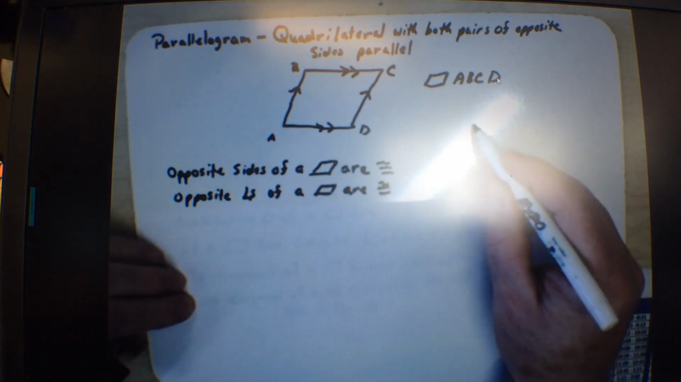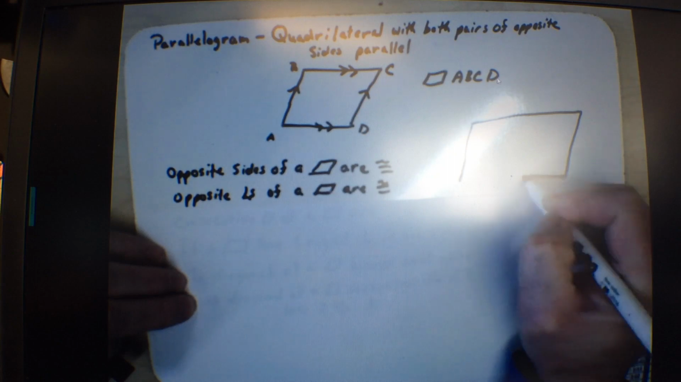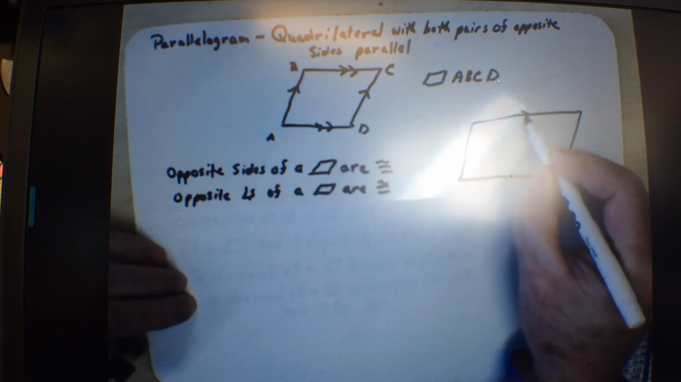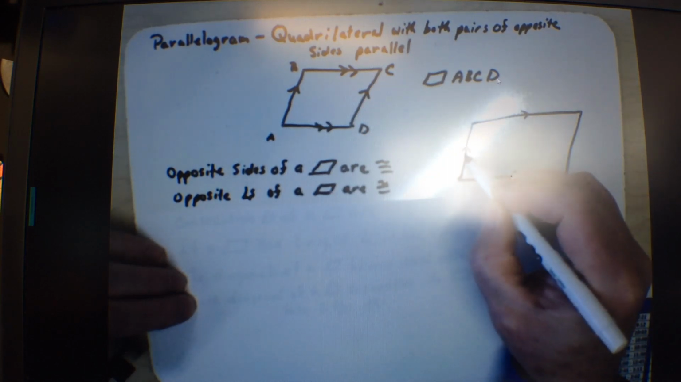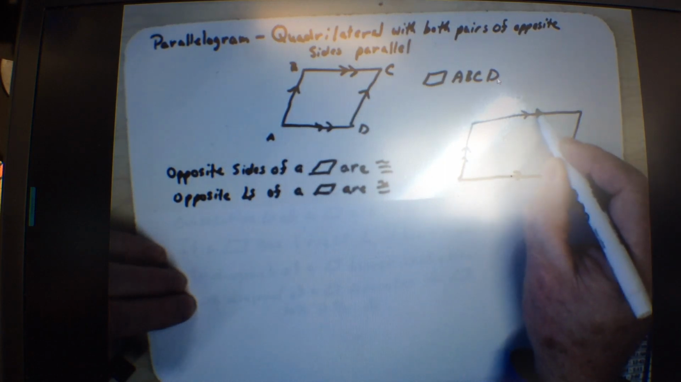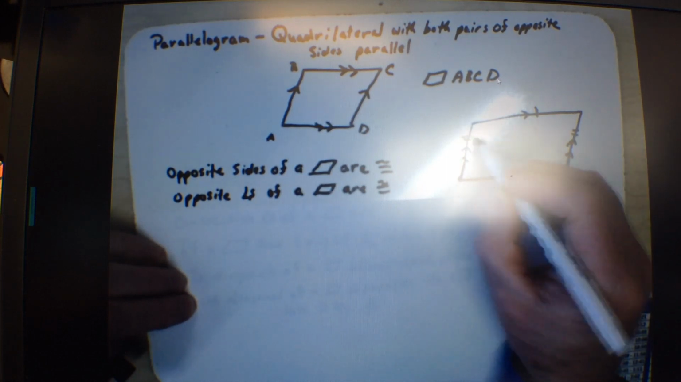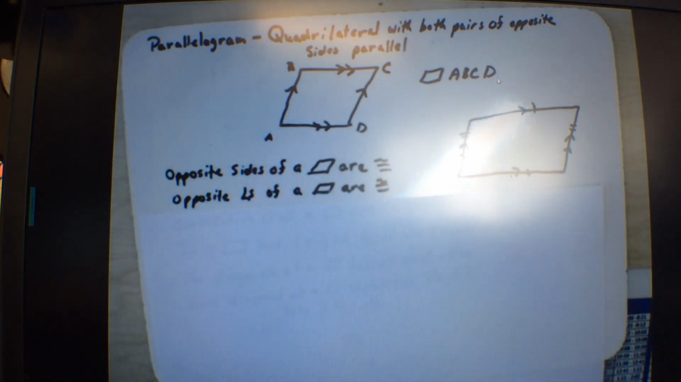So if I draw a parallelogram, I'll just go ahead and start to draw it here. We know that the opposite sides are parallel. We also know that now the opposite sides are congruent. That means that this side has a mark and this side has a mark. This side has a double mark and this side has a double mark. And I can switch those marks around.